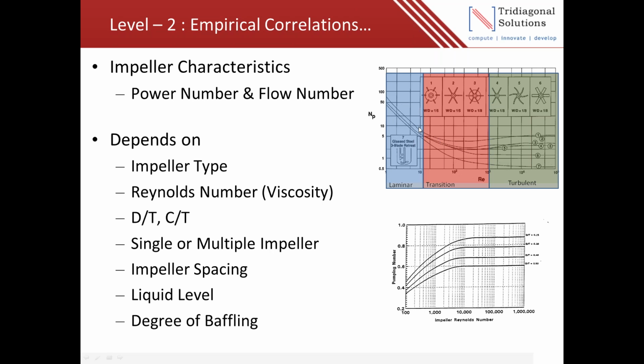It depends upon the Reynolds number, which is based on the viscosity. The number also depends upon the impeller diameter to tank diameter ratio and the impeller clearance to tank diameter ratio. Similarly, whether we operate the impeller as a single impeller or use a multiple impeller system, the power number varies. The power number estimated when the impeller was acting as a single impeller may not be applicable when it is acting as part of multiple impellers. Similarly, a power number estimated for a typical D by T ratio may not be applicable for a higher or lower D by T ratio. So we need to account for the impact of all these parameters, like impeller spacing, liquid level, and degree of baffling, on the prediction of impeller power number and flow number so that we can get accurate estimation of our mixing parameters.